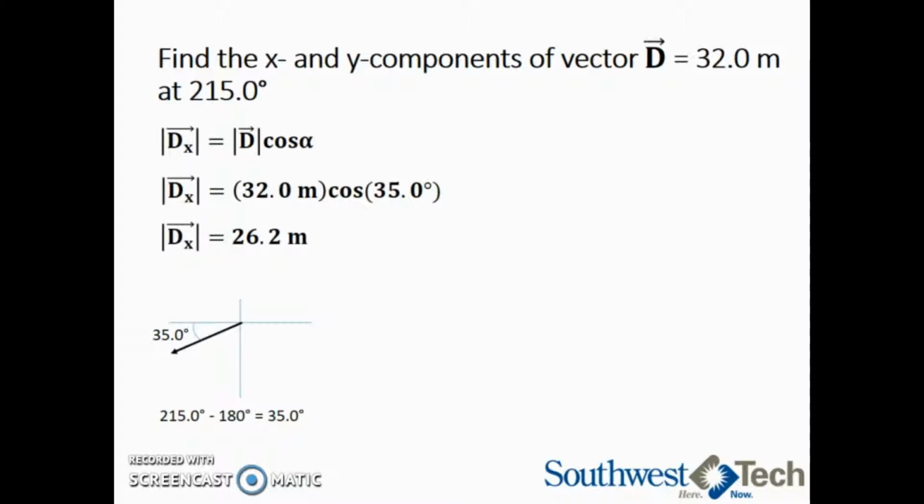In our last step, we need to check the sign of our vector. Since the x component is pointing left, we need to change the sign to a negative 26.2 meters.